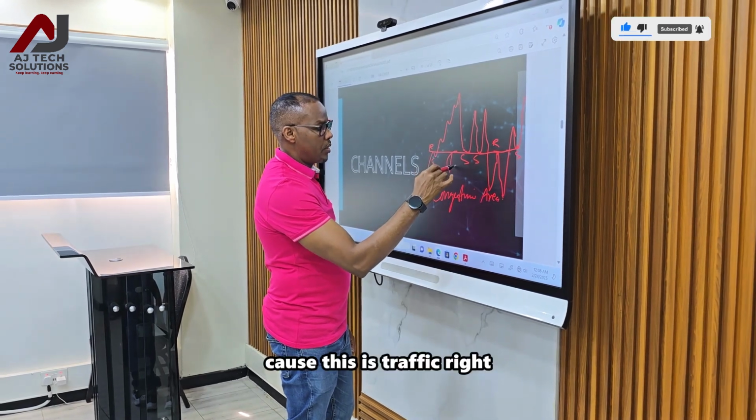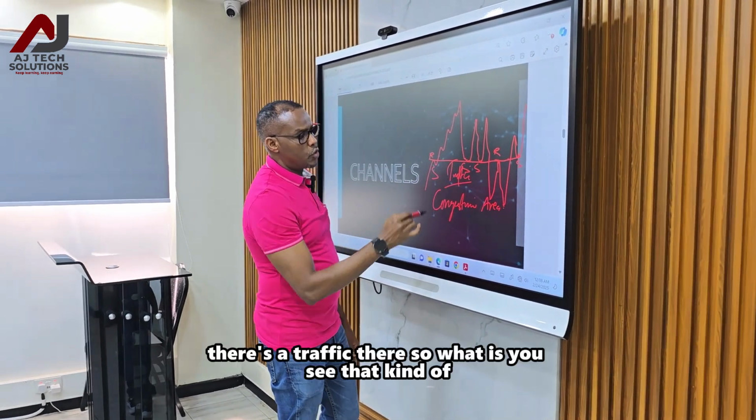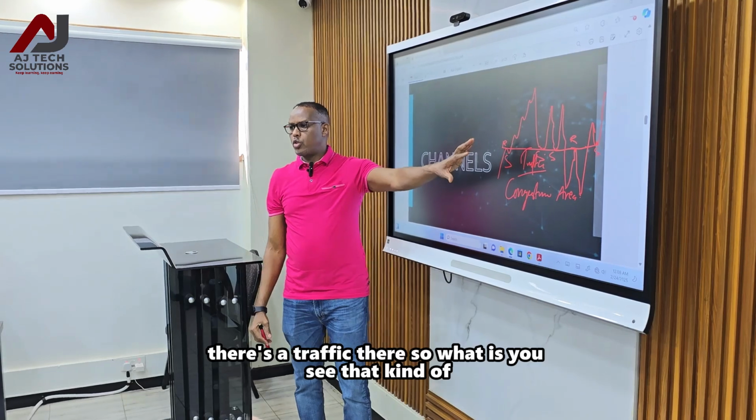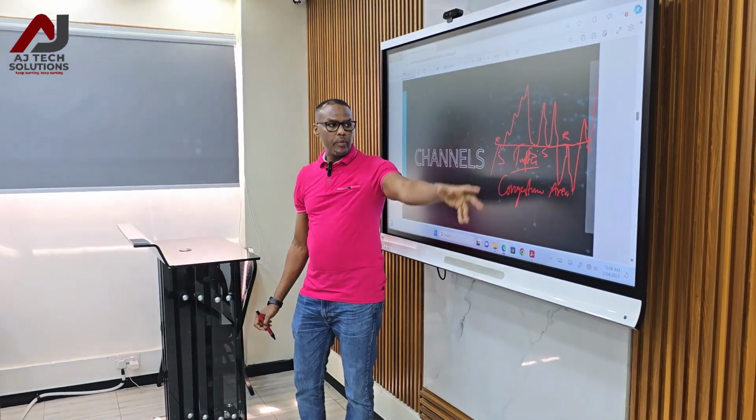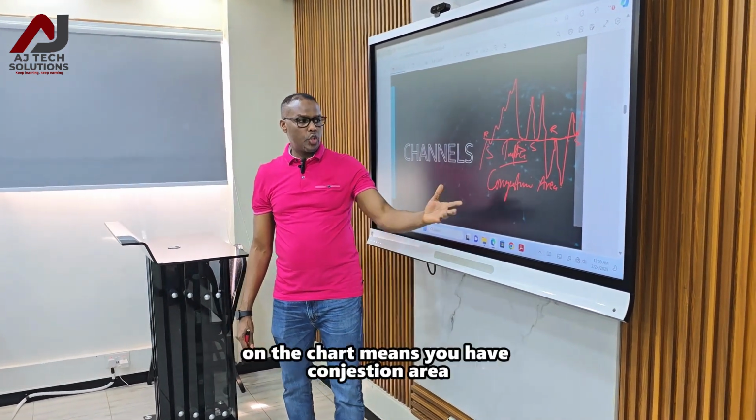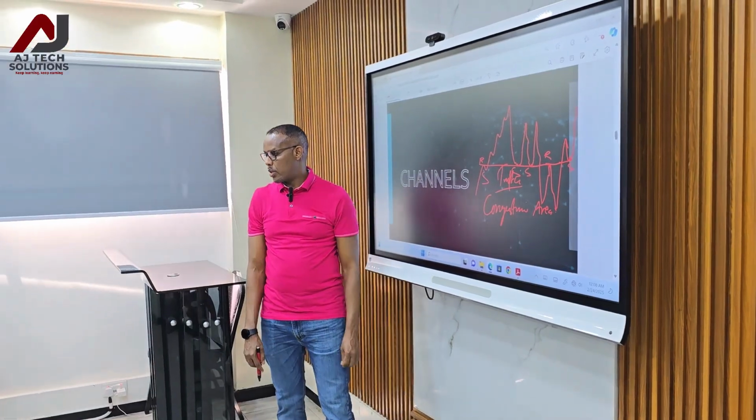Because there's traffic, right? There's traffic there. So once you see that kind of action happening on the chart, it means you have a conjunction area. Understand now?